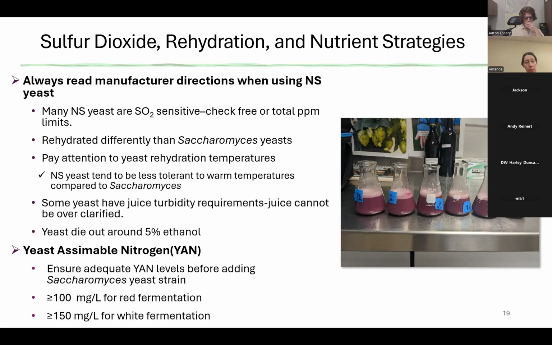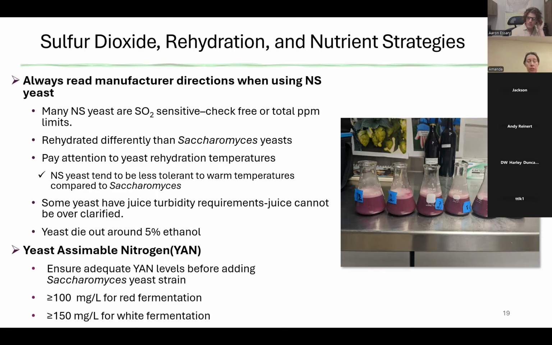Some of the yeast apparently have juice turbidity requirements, so you don't want the juice to be too clarified. The yeast needs some nutrients to hold on to in the juice to start working properly. And again, always remember that these yeast, if they do have some fermenting capabilities, will die out around 5% ethanol.